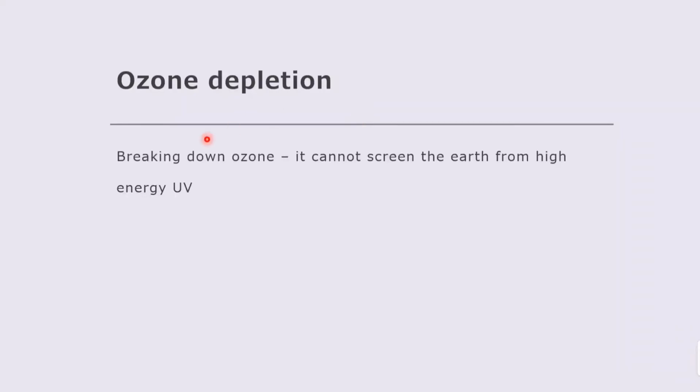So now looking at ozone depletion in a closer look. When we break down ozone in the stratosphere, it now cannot screen the Earth from high energy UV. Before, it was absorbing the high energy UV, breaking down into its reactants, but these reactants could reform to form our ozone again to continue screening from this radiation. But when we break down too much ozone at a time, it means that there's not enough ozone in our stratosphere to screen us from this high energy UV radiation.